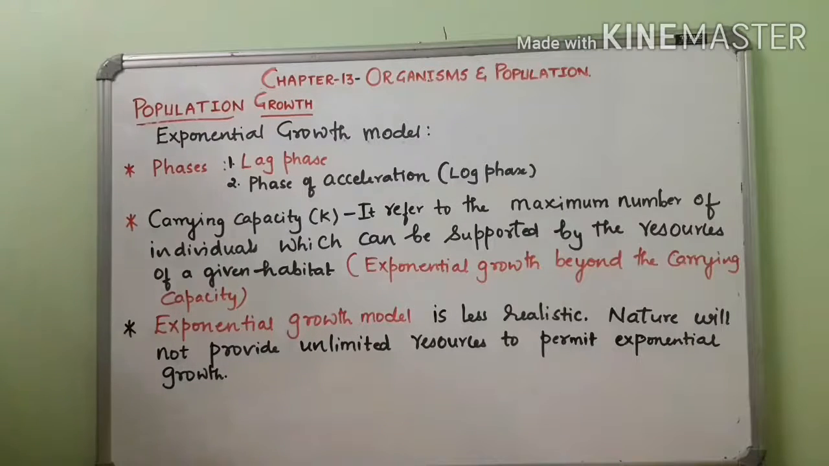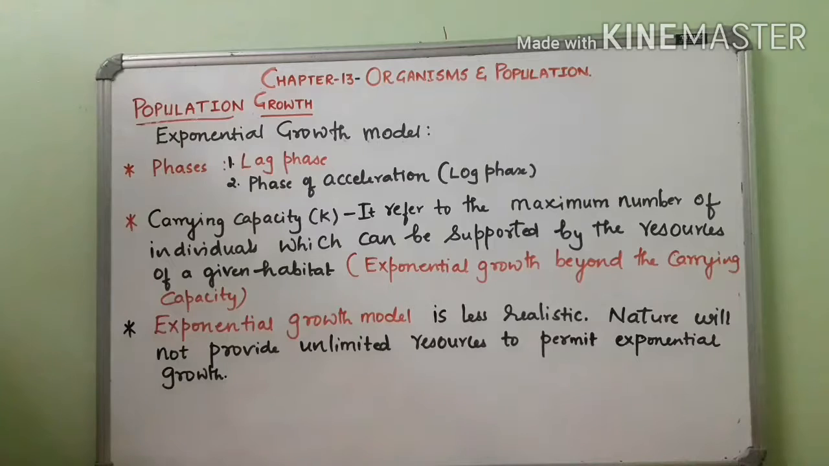Dear students, we have already seen the exponential growth model. In that exponential growth model, there are 2 phases. The first one is the lag phase. The second is the phase of acceleration, also called the log phase. The lag phase is the first phase, which initially shows a slow rate of growth in a population.